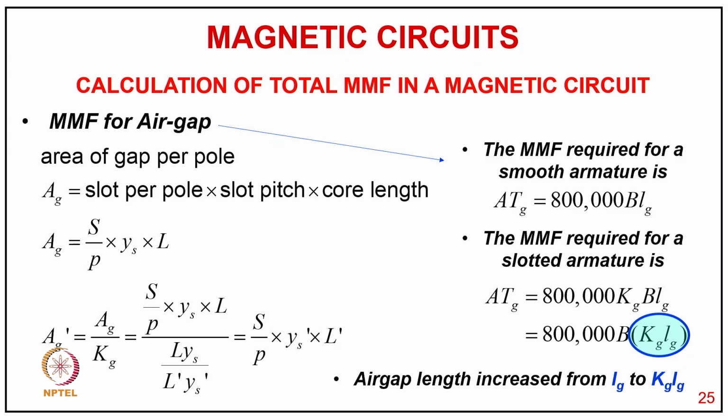So MF required for the smooth armature is ATG, 800,000 B into LG. MF required for the slotted armature is ATG equal to 800,000 Kg BG LG, and that becomes virtually 800,000 B into Kg LG, where the air gap increases from LG to Kg LG. Your Kg is always greater than 1. So it means the effective air gap length increases because of the slotting or factors like ducts. So that's the total MF required for the air gap.